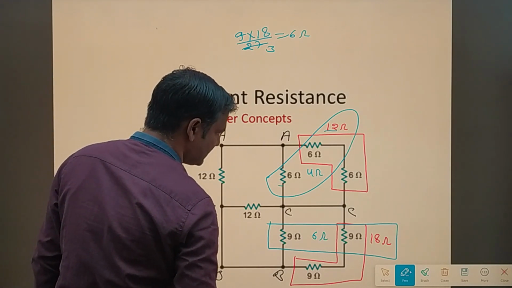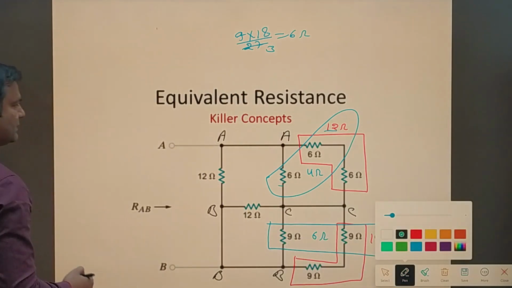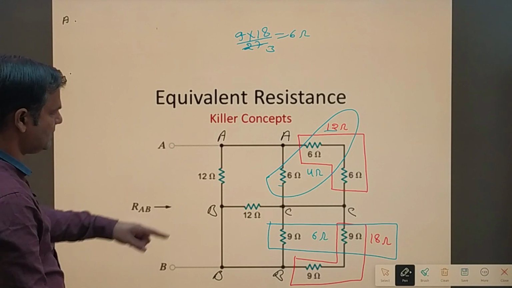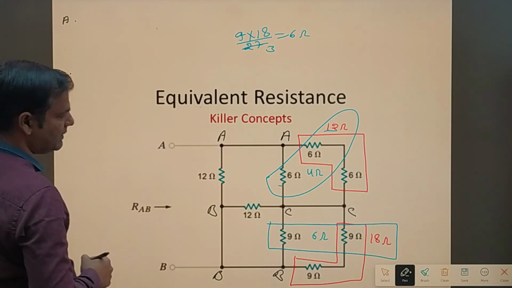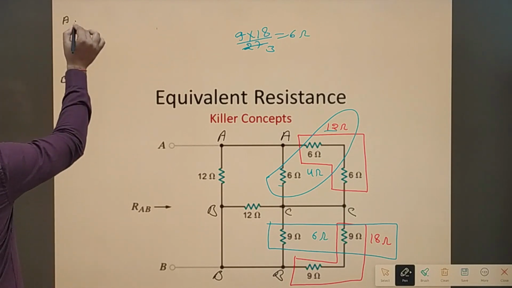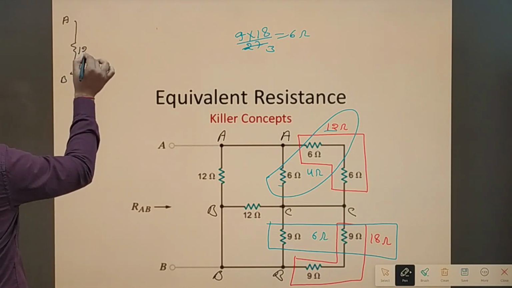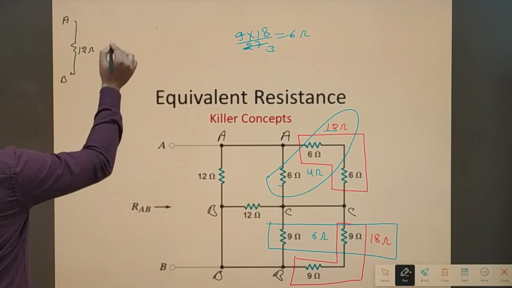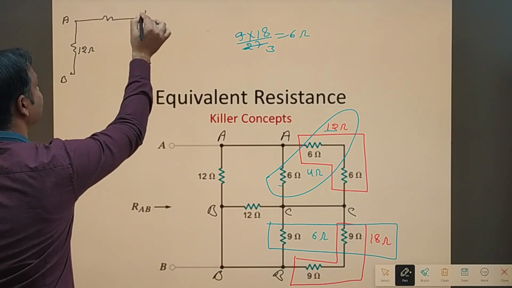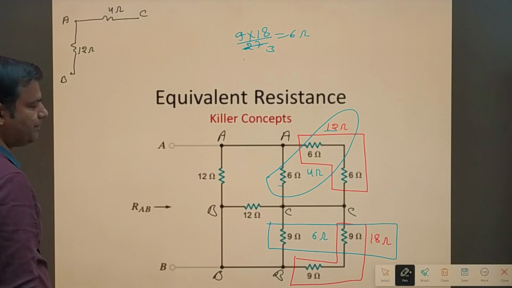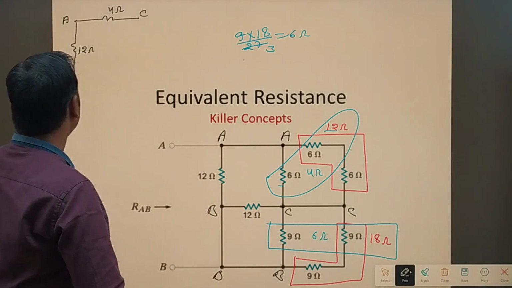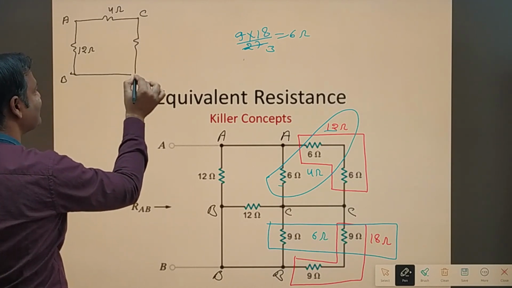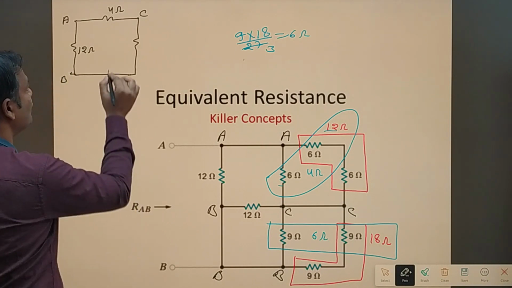Okay, after that, redraw the circuit again. That point is A and that point is B. That is A and that is B. Okay, A to B, 12 ohm. So simply, that is 12 ohm. Now after that, A to C, that is 4 ohm. B to C, 12 ohm. B to C, that is how much? 4 ohm.